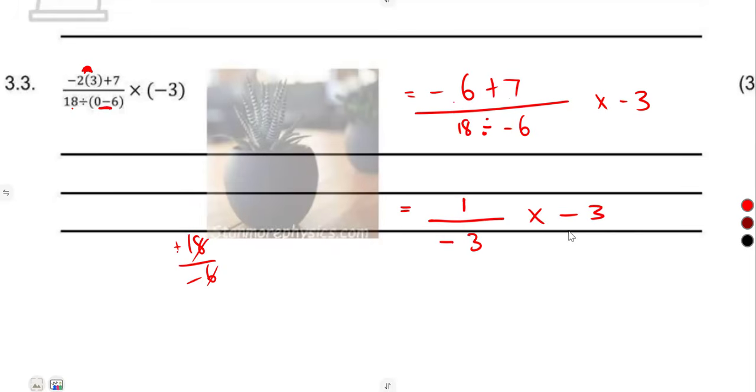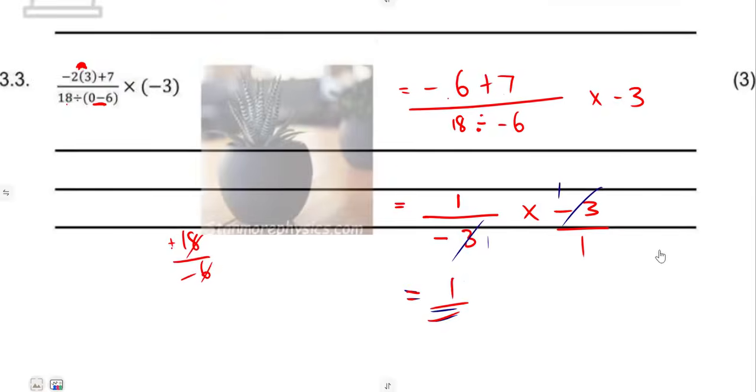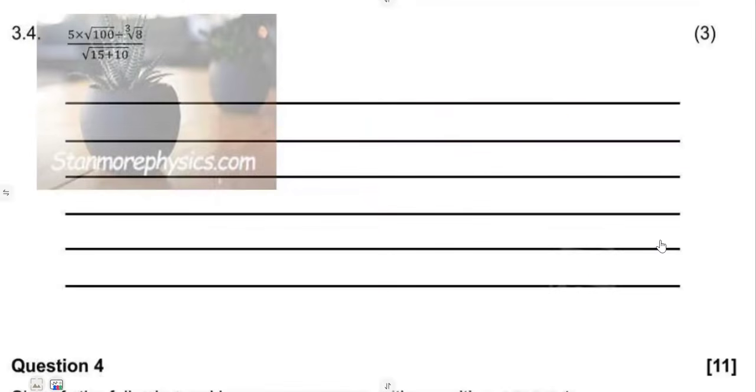So this is where we are. 1 over minus 3 times minus 3 is the same as minus 3 over 1. So you can simply cancel minus 3 in the numerator and minus 3 in the denominator. You are left with 1 over 1, which is 1. So the whole of this part, guys, gives us 1. They can play around with that, which is good revision. Just do more questions, guys.